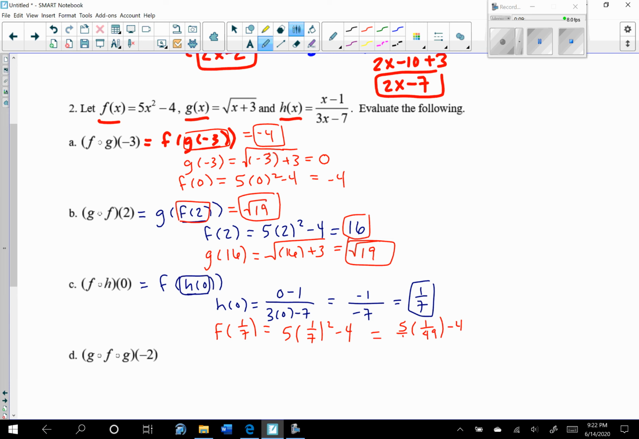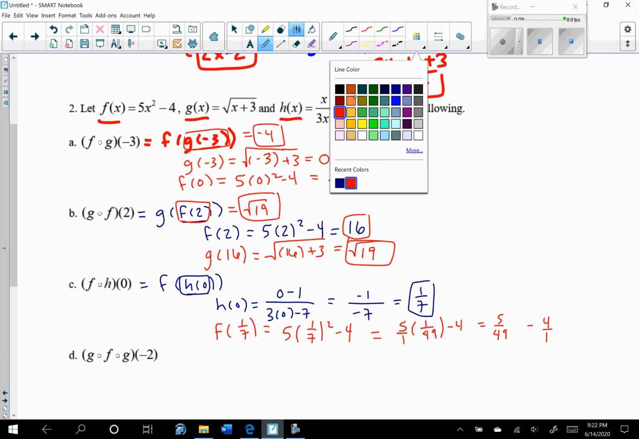And remember, this 5 is really over 1. So how do you multiply fractions? You multiply numerator times numerator, denominator times denominator. So this gives us 5 over 49 minus 4. And remember that 4 is really over 1, and the reason I want that is because when you add or subtract fractions, you need a common denominator, which we don't have right now, but not hard to get. We know to make this a common denominator, what's common between 49 and 1?